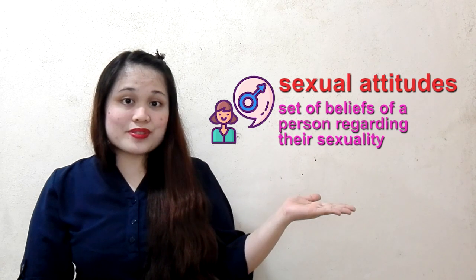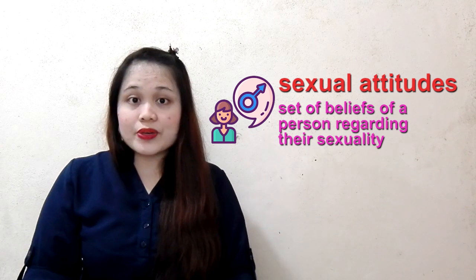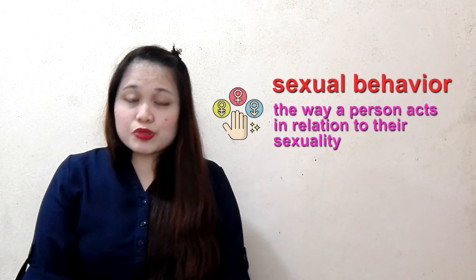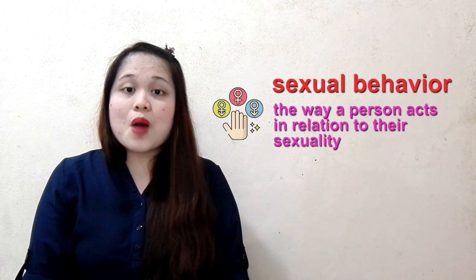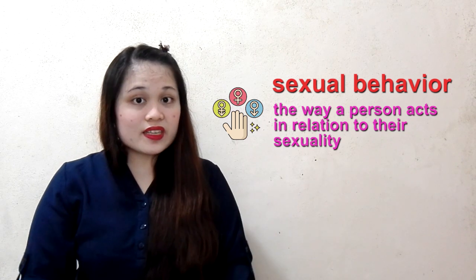Sexual attitudes. Sexual attitudes are a set of beliefs of a person regarding his or her sexuality. Sexual behavior. Sexual behavior is the way a person acts in relation to his or her sexuality. Sexual knowledge. Sexual knowledge is any information about a person's sexuality.